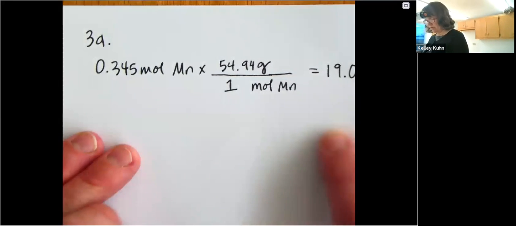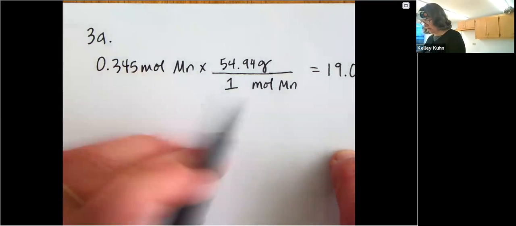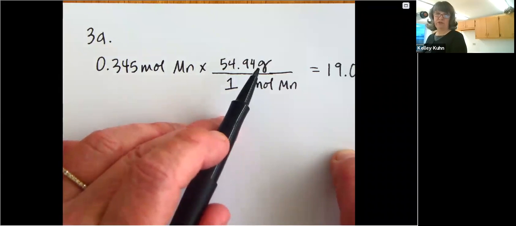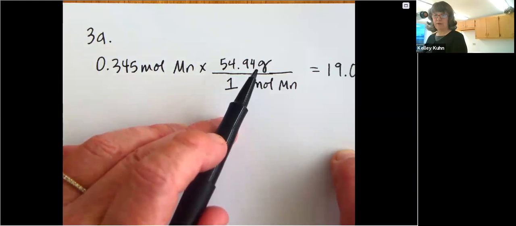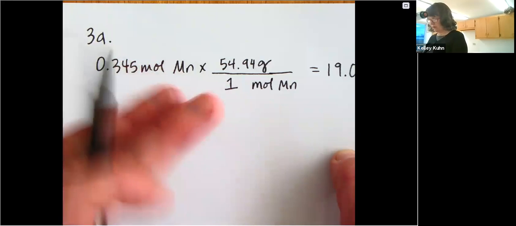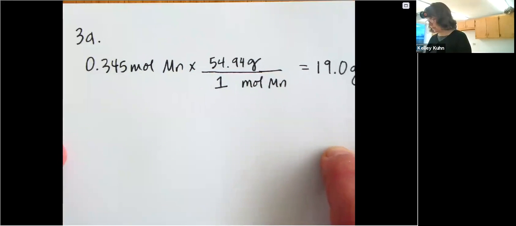So let's review what we did to solve this. We started out with the number in the problem. We looked at our starting unit and made sure we put that on the bottom of the ratio to cancel. And then we put what we were solving for, which in this case is grams, on top. What number is always going to go with moles? 1. What number is always going to go with grams? Whatever we added up from the periodic table.